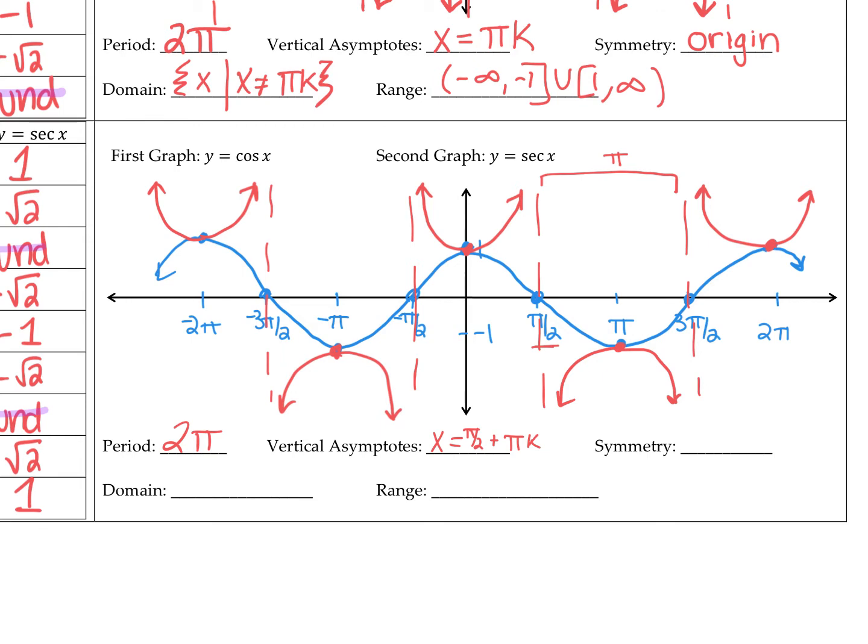All right, the symmetry of cosine is with the y-axis. So the symmetry of secant is also with the y-axis. Now my domain, again, follows my vertical asymptote. So x, except that x cannot equal every time there's pi over 2 plus pi k. And then my range is going to be the same as above. So negative infinity to negative 1 included, 1 included to infinity.